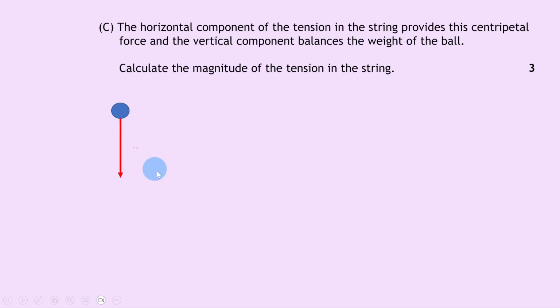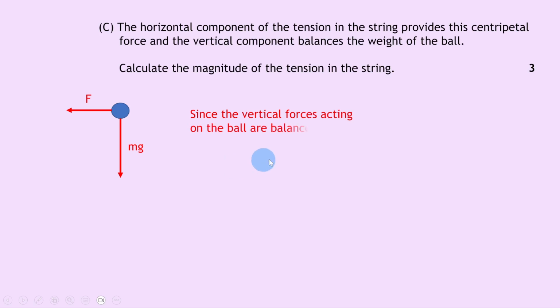So it's going to have a weight mg downwards, and it's going to have a centripetal force which we can label F, and let's just assume this is when the ball is at the right hand side of the circular path, and therefore the centripetal force F is going to act directly to the left, horizontally into the middle. And since the vertical forces acting on the ball are balanced, we can redraw this as the mass here, the weight vector mg acting up the way this time, because we're saying the vertical forces are balanced. And we could just keep our centripetal force acting to the left just like before.